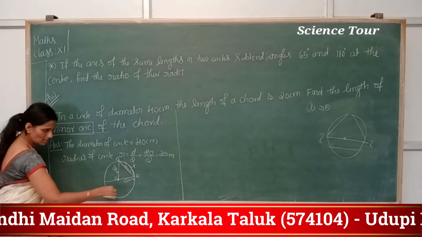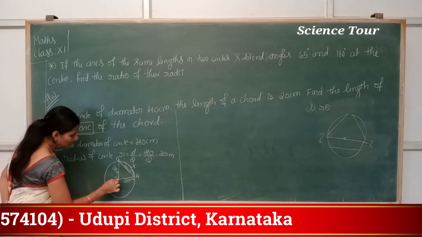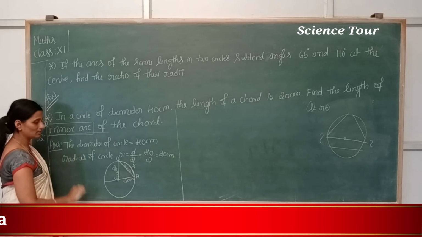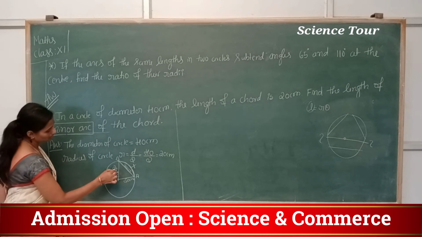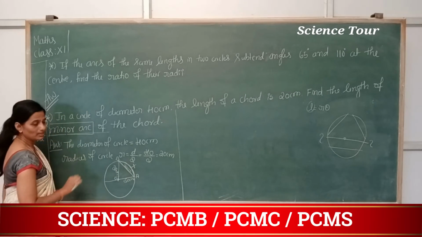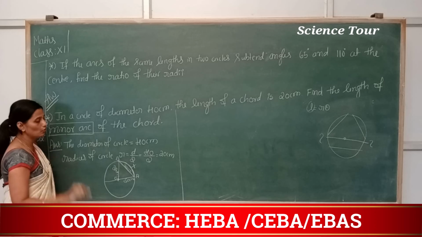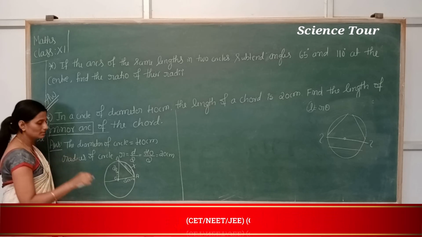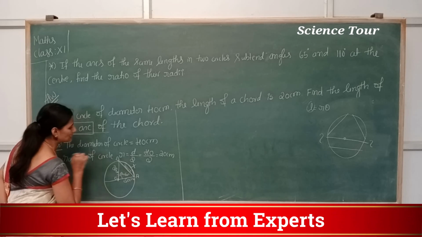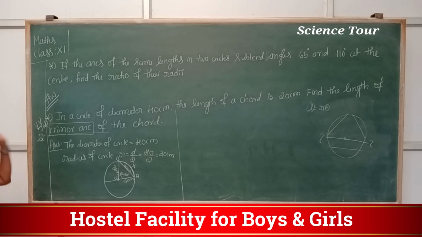Now if you see this figure, you can observe a triangle. What is that triangle? Triangle OAB, right? What type of triangle is it? Equilateral triangle. Why is it an equilateral triangle? All sides are equal. If a triangle is equilateral, then each angle of that triangle is how much? 60 degrees. So angle theta is equal to 60 degree. Clear? Now you got everything.